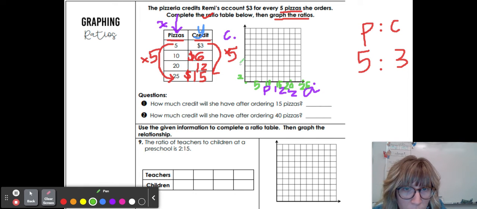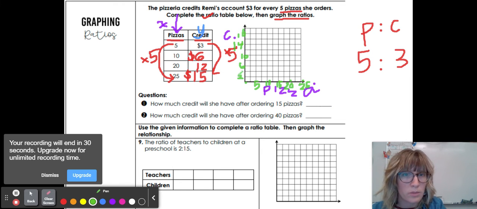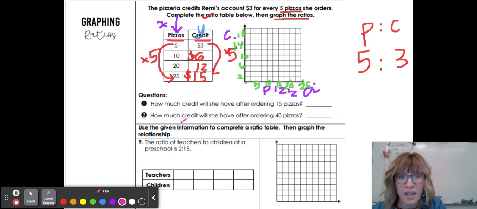I'm going to start with 2, 4, 6, 8, 10, 12, 14, 16. It's going to be up here. Okay, so I'm just spacing it out. And then I'm going to graph. I'm going to go 5, comma, 3, right? So I go over 5 and up 3. And then I go over 10 and up 6. And then I go over 20 and up 12. And I go over 25 and up 15, right?